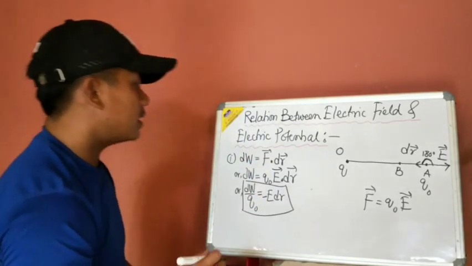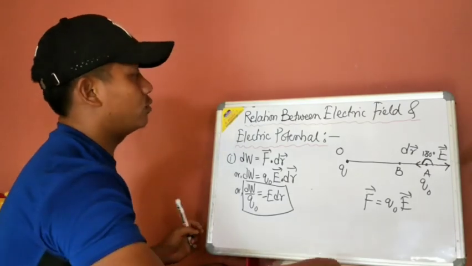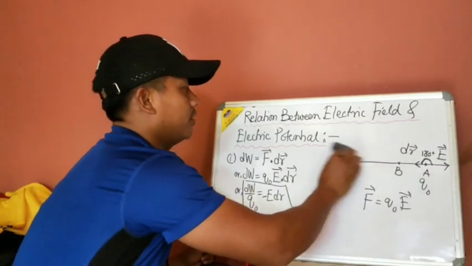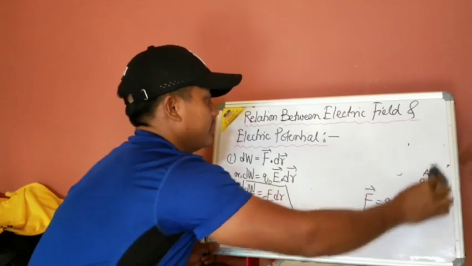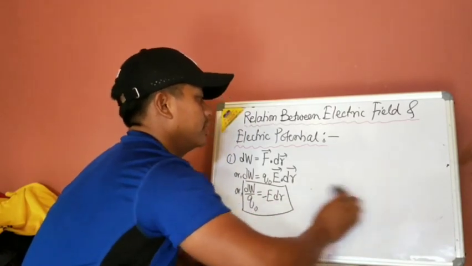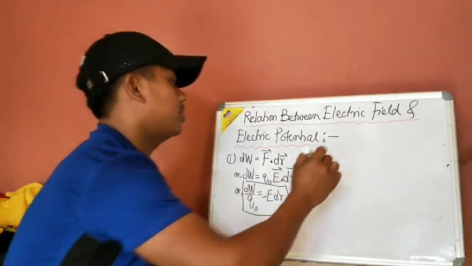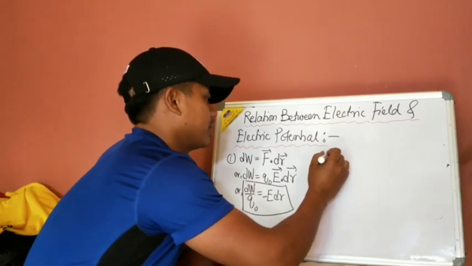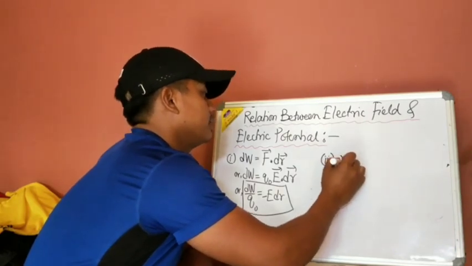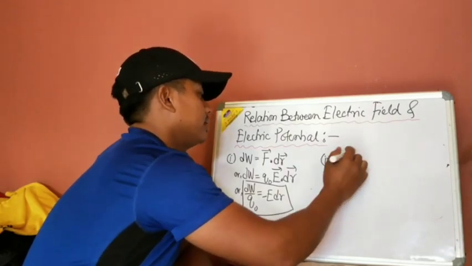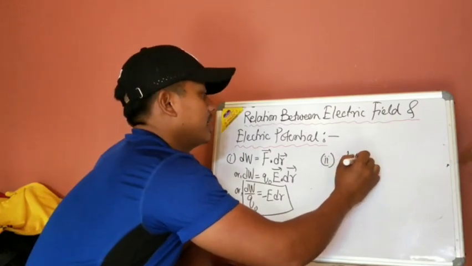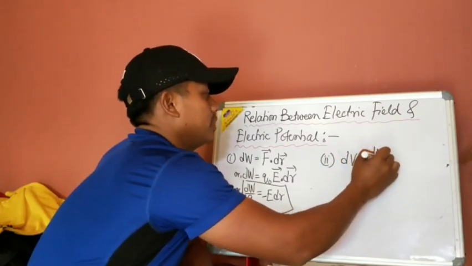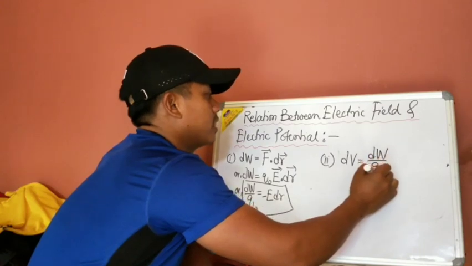Then let us come back to the definition of potential difference now. By the definition of potential difference or electric potential, this dV amount of potential difference is the small work done dW per unit test charge Q naught.